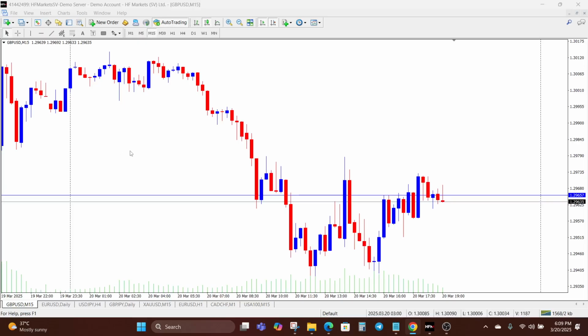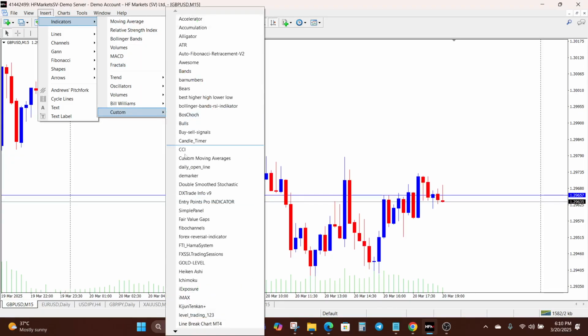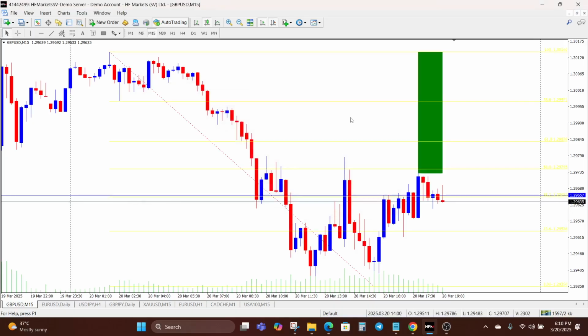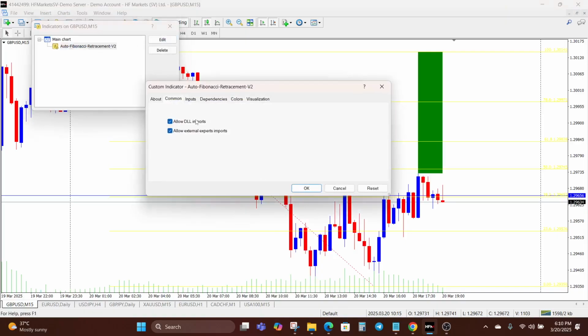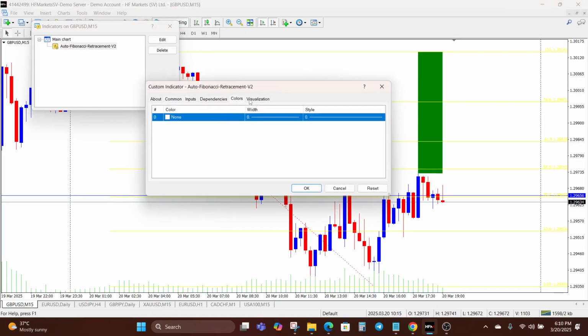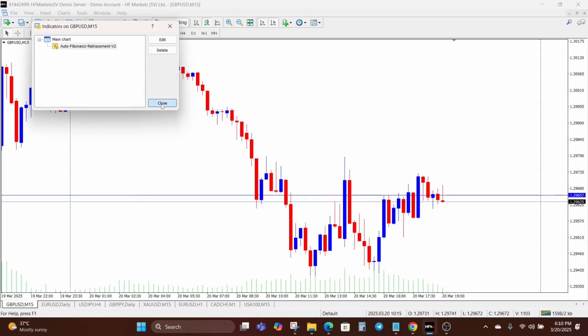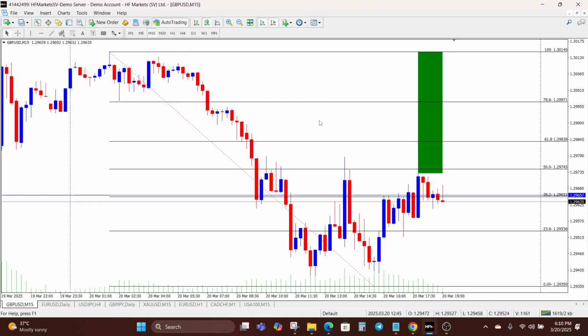Now, before we dive into the Auto Fibonacci Retracement Indicator, let's quickly go over what Fibonacci retracement actually is. I'm going to add the indicator to the chart as we go over what Fibonacci retracement levels are. I just need a color, I'm going to use black.